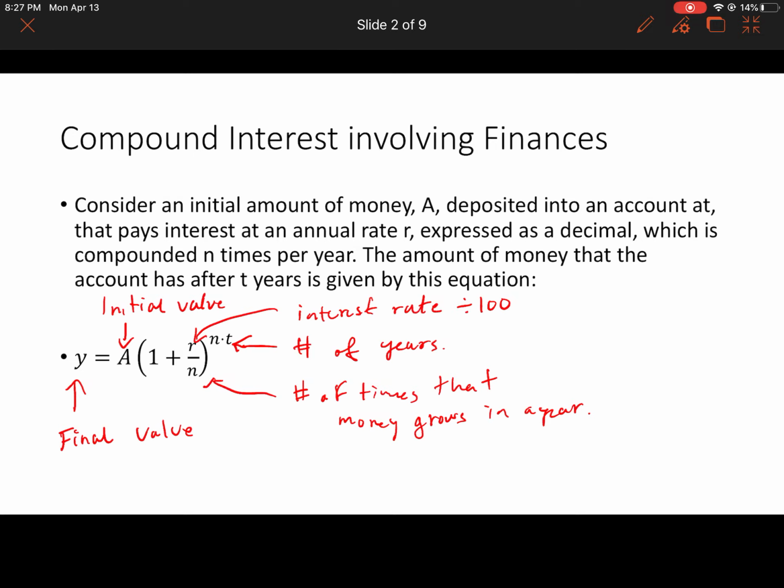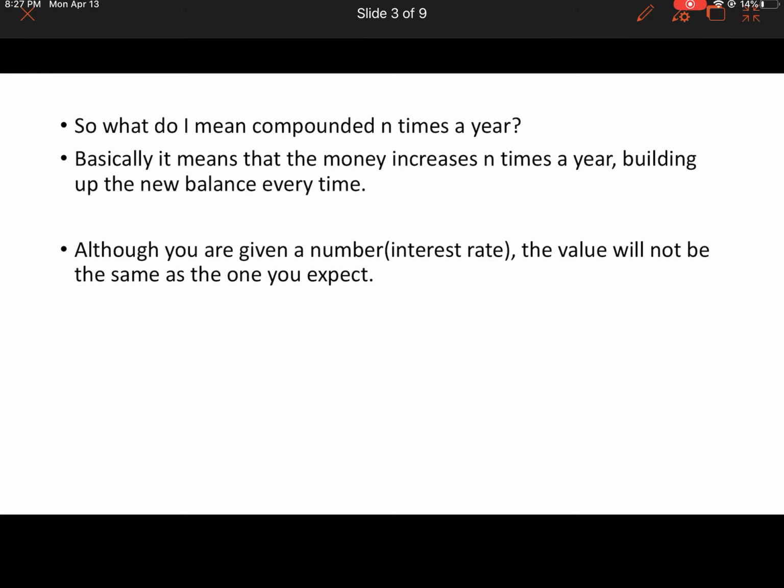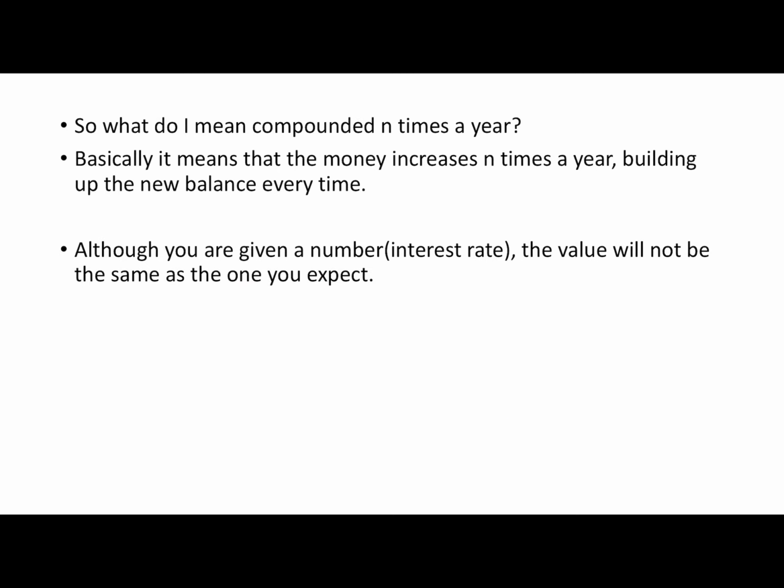All right. So with all this labeled, let's go ahead and look at what you would probably want to know about. Oh, here's some extra information. Sorry. So what do I mean by compounded n times a year? Basically, it means that the money increases n times a year, building up on the new balance every time.